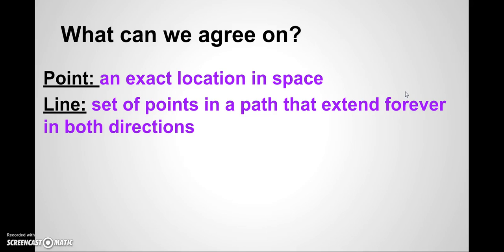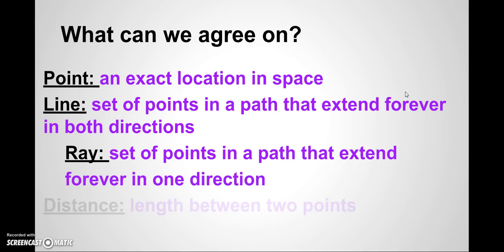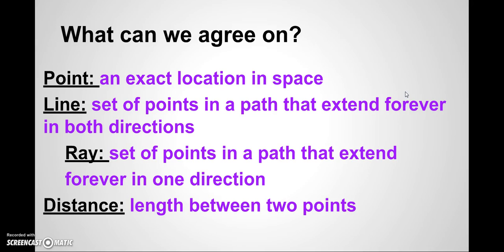a bunch of points that are in a cohesive path, and that extends forever in both directions. A ray is similar to a line, except that it's a set of points that extend forever in only one direction. And distance, like we said, is basically the length between two points.